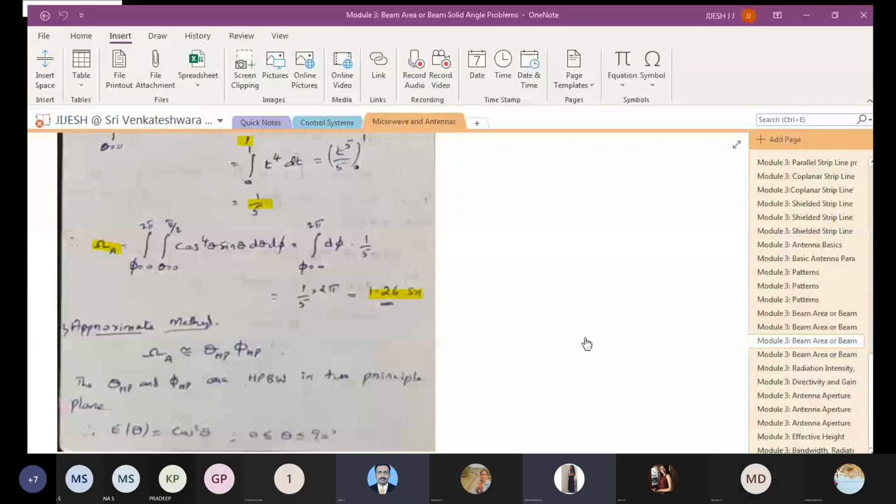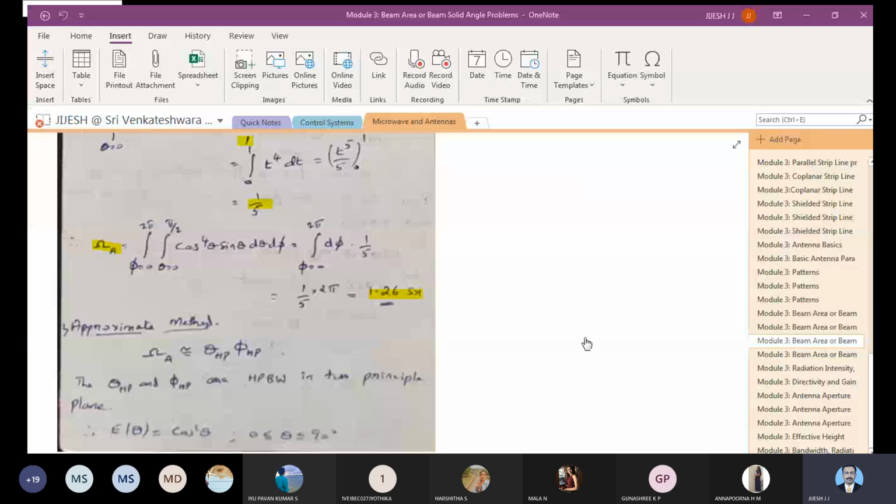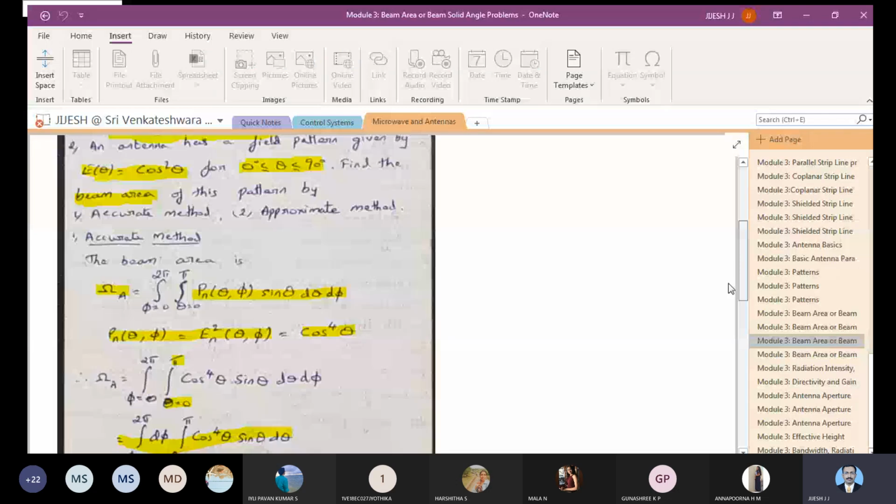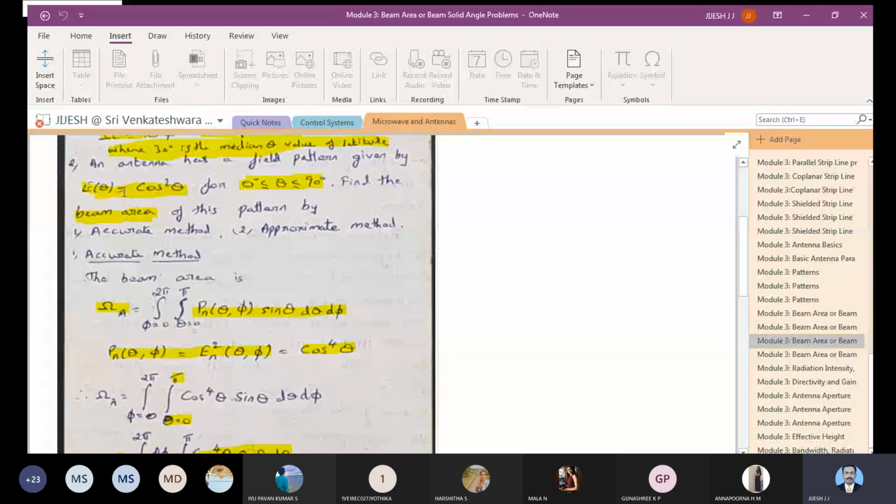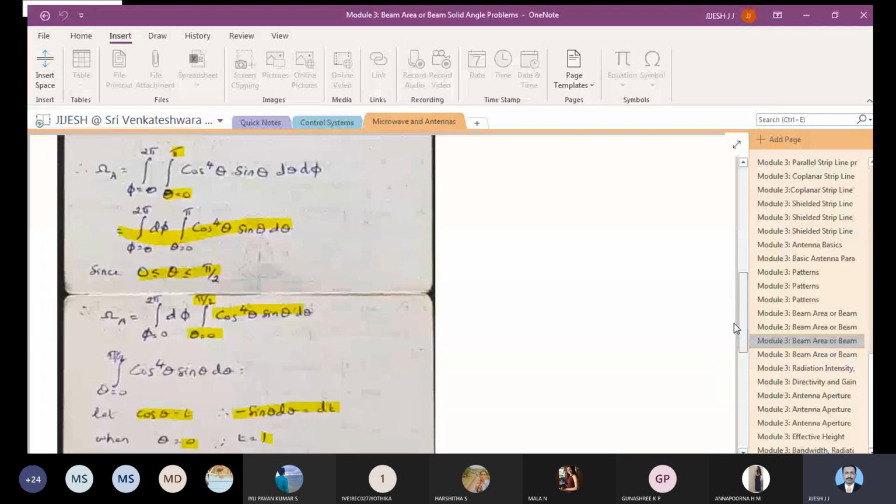Yeah, good morning. So we will be just continuing that problem. I think some of you might have completed that problem. Last class we have been solving a problem where you have got the integration. We have a function E(theta) = cos square theta, where omega A is found using this equation. We have also done P_n(theta, phi) as E_n square (theta, phi), and we have completed all these things. All of you have done the integration as well.